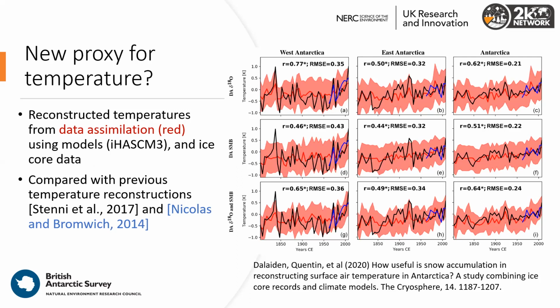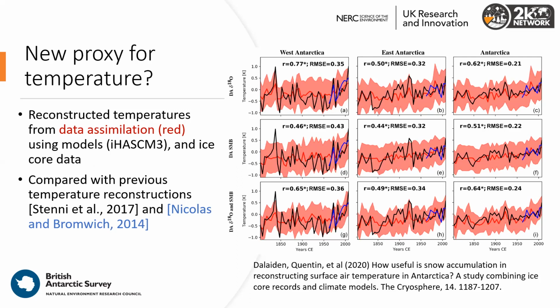So that's sort of taking us a little bit outside of our comfort zone as a paleoclimate community, where we're often referring to stable water isotopes, delta 18O, as our proxy for temperature. Whereas what some of this work has shown is that actually the surface mass balance may be a more stable proxy for surface temperature.